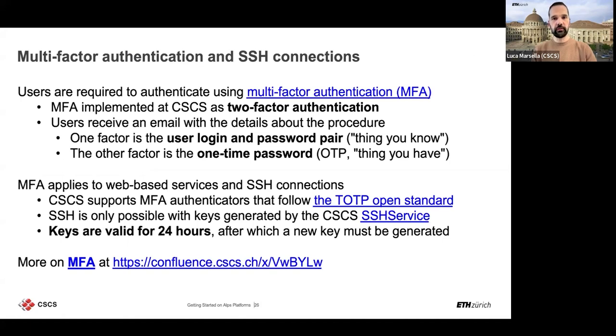Users are required to authenticate using multi-factor authentication. We implemented at CSCS a two-factor authentication. You receive an email with the details of the procedure. One of these factors is your user login and password. So this is what you know. The other factor is a one-time password, also called OTP. So that's what you get or what you have. The multi-factor authentication applies also to web-based services, not only to the SSH connections. We support any authenticator that follows the TOTP open standard.